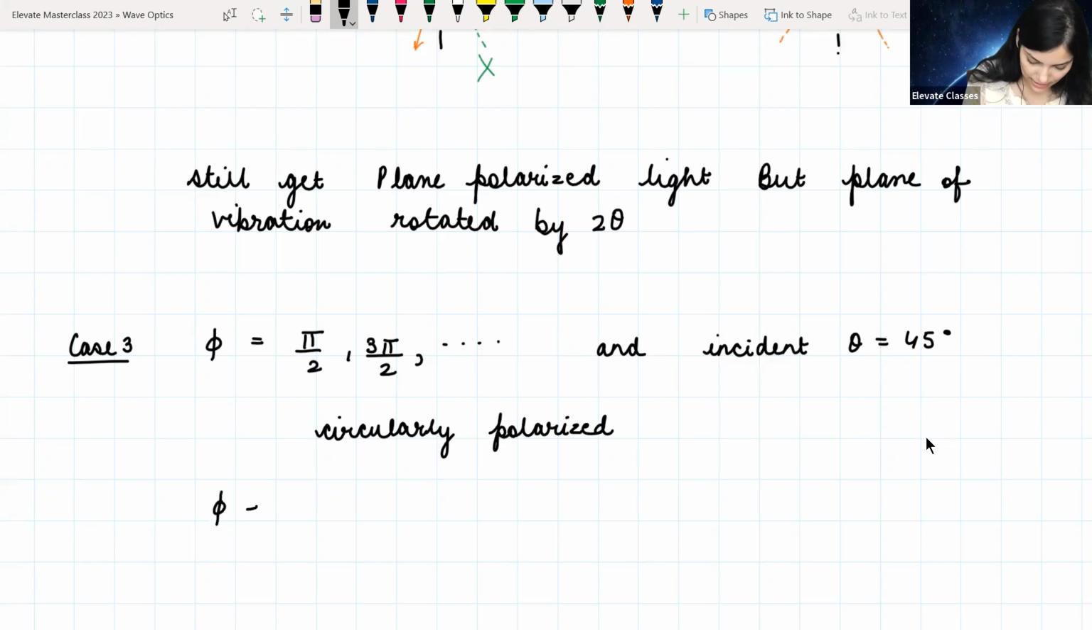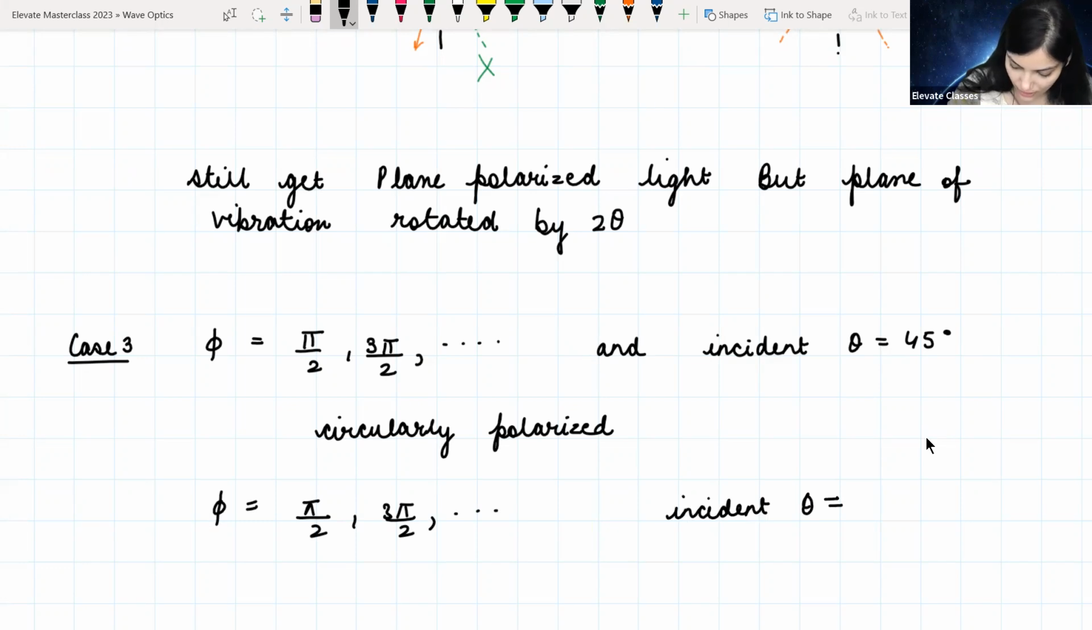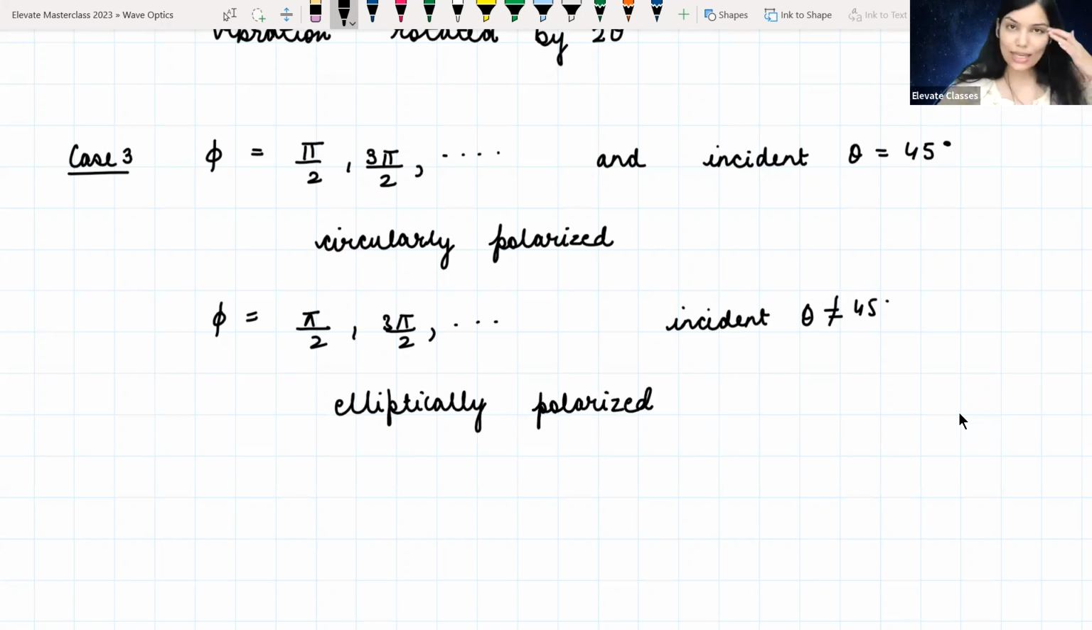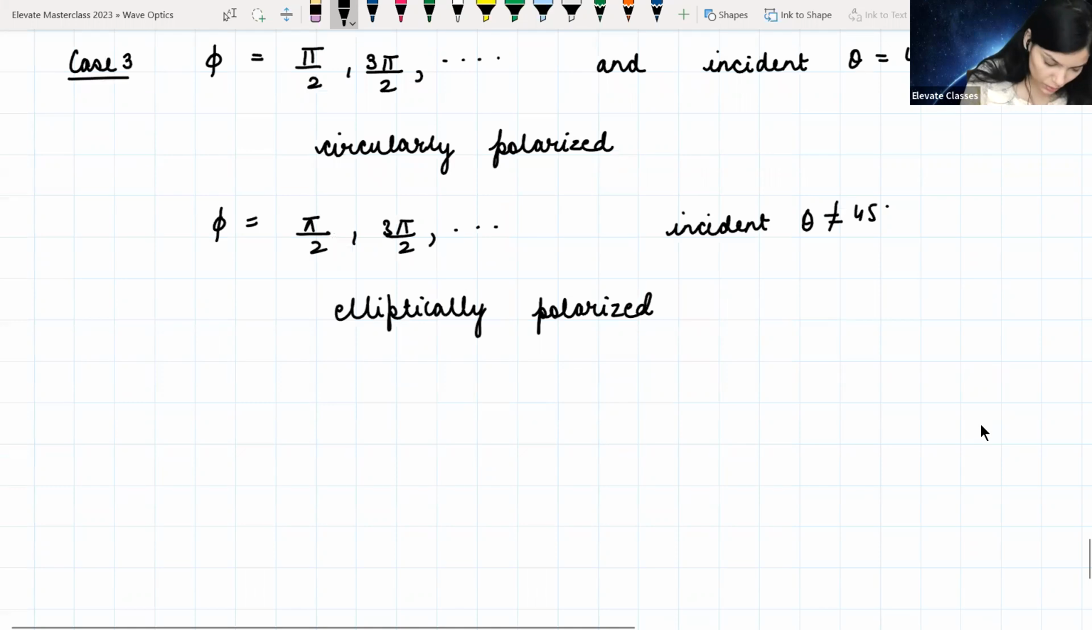And if phi is equal to pi by 2, 3 pi by 2, and so on, but the incident theta is not equal to 45, then what will I get? I will get elliptically polarized light. ठीक है, so ये सारे cases तो हम पढ़ चुके हैं, but now there are 3 more very simple cases, so let us quickly do that.